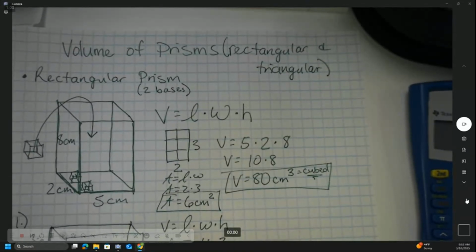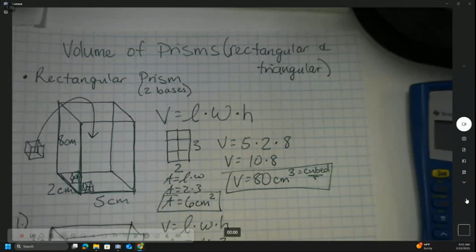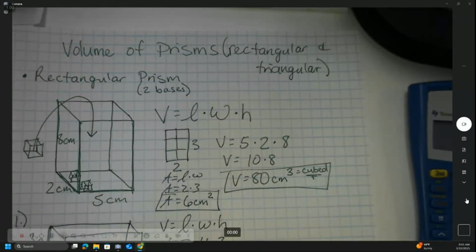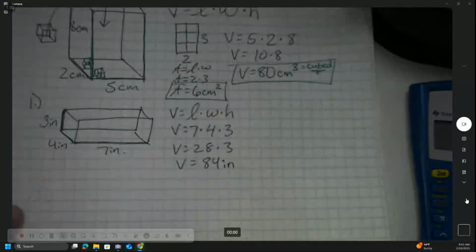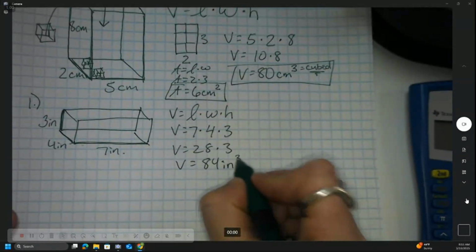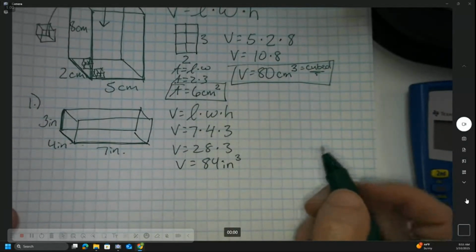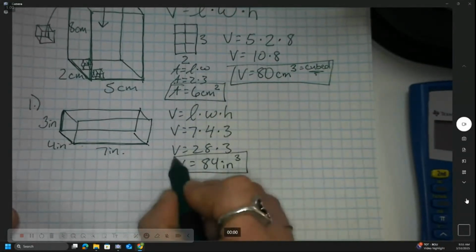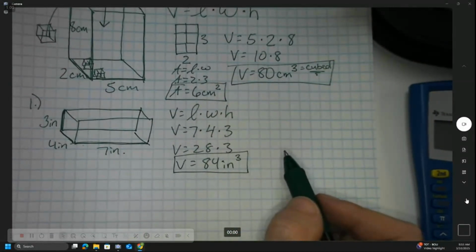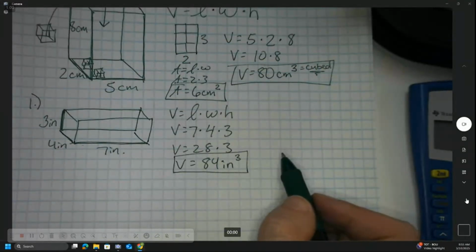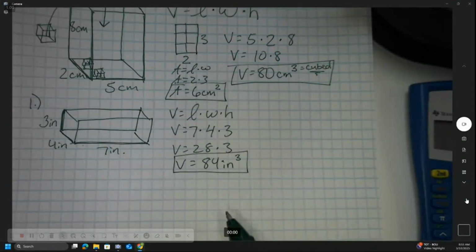7 times 4 we know is 28 times 3. 28 times 3 is 84 inches. Inches what? Whoops, sorry. Inches cubed. You are cubing your answer because, again, you want to know how many cubes fit on the inside of that prism. That's a rectangular prism. And again, length times width times height was taught to you last year.